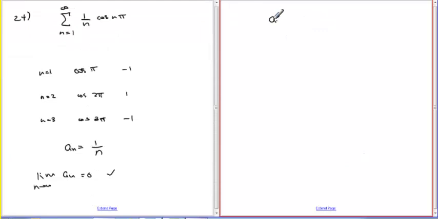The second requirement is that a sub n plus 1 is always less than a sub n. And that also is true. If we put in n plus 1 and we put in n, we get that result. It's kind of obvious that's going to be true, because this number is always going to be greater than that number, so the reciprocal is going to be less. You can actually prove it by cross-multiplying. If you subtract n from both sides, you get: is 0 always less than 1? And the answer is yes.